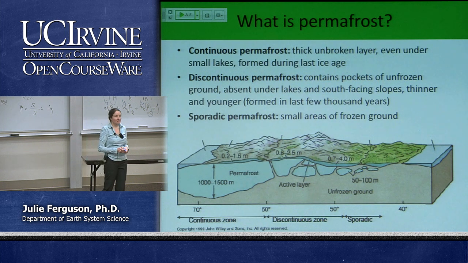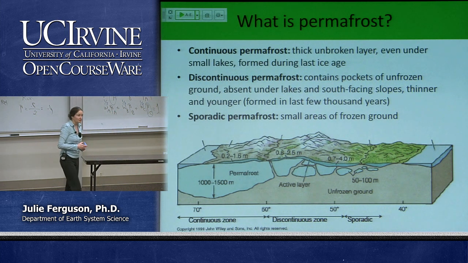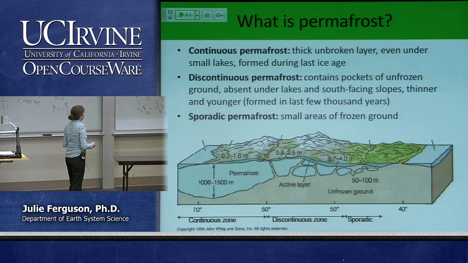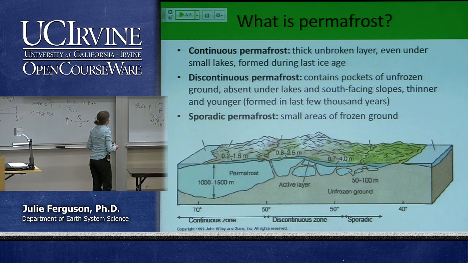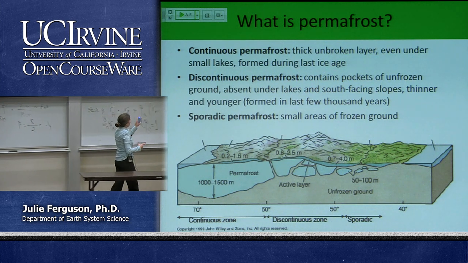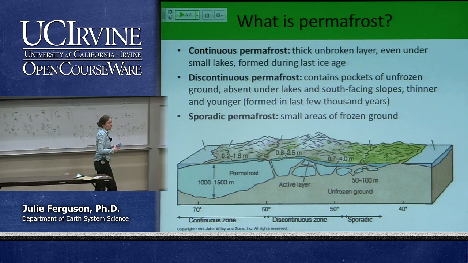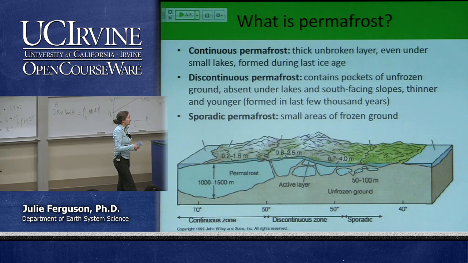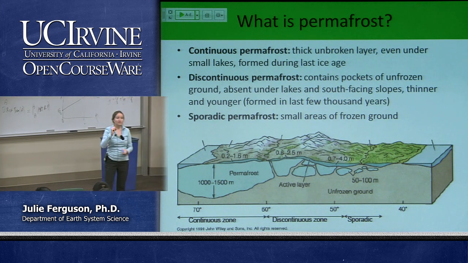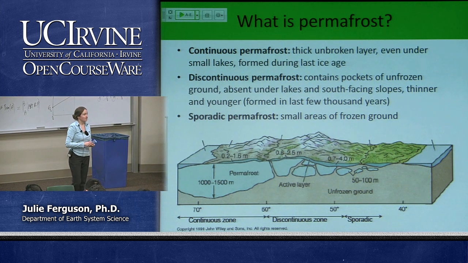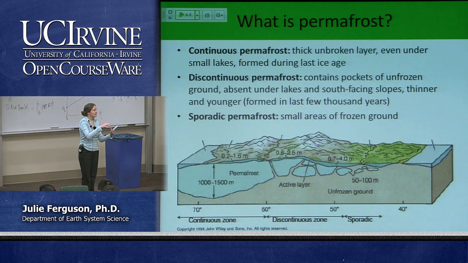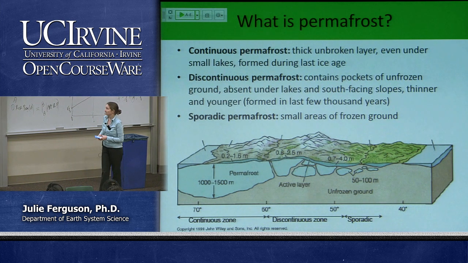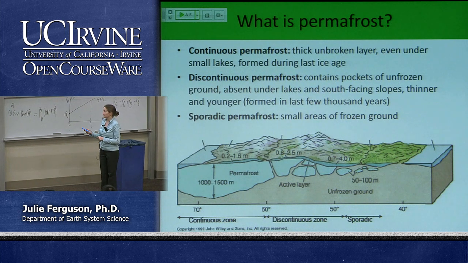And it tends to be thinner and younger than the continuous permafrost. It tends to have formed within the last few thousand years rather than tens of thousands of years ago. And then lastly, as we go even further towards the equator, we get sporadic permafrost. And now mainly our ground is unfrozen, and we just get little patches of permafrost, for example, where there might be shade, maybe on the north side of mountain slopes, things like that. Okay? So continuous, discontinuous, and sporadic.